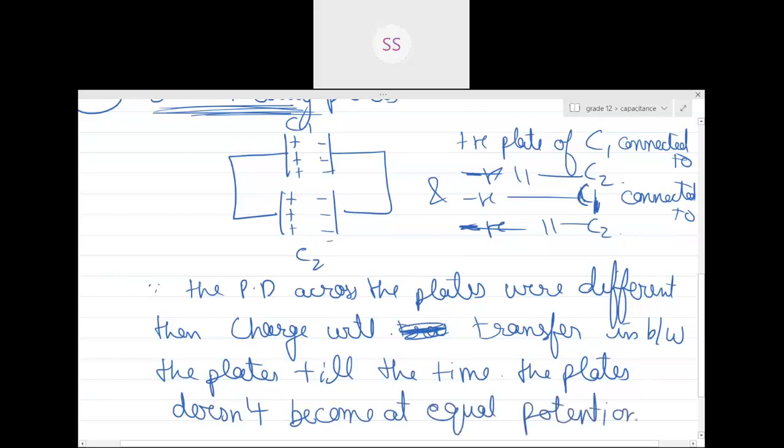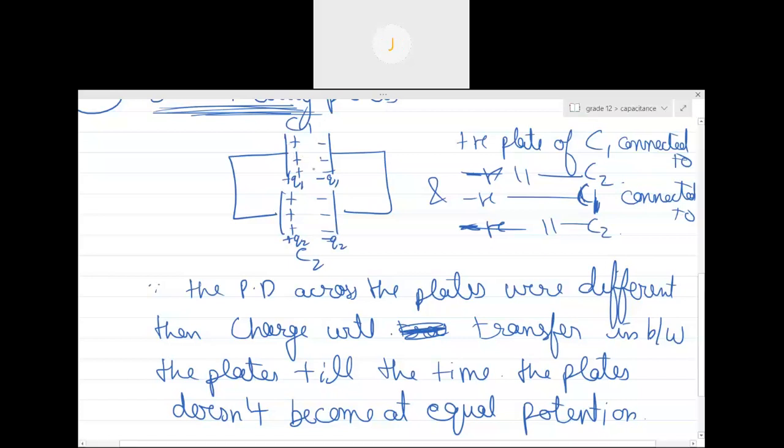So can anyone tell me what is the charge over here? The charge over here was plus Q1 minus Q1, right? And the charge over here was plus Q2 minus Q2, right? Can you see these two plates, the positive plates of both the capacitors? Will they be at the same potential or will they be at a different potential? Different potential. Initially they will be at different potential.